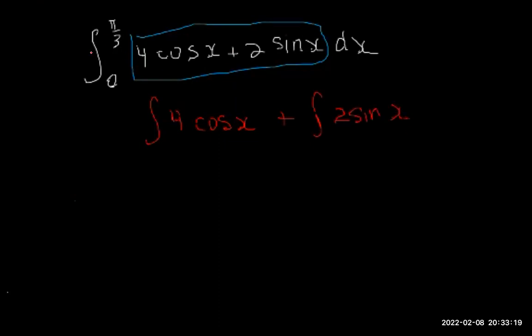So this is me ignoring the limits and everything for now. All I'm focusing on is integrating this expression right here. If I want to find the integral of 4 cos x plus 2 sin x, according to my rule, that's the same as the integral of this term right here, 4 cos x, plus the integral of the second one, 2 sin x. But this is a problem.